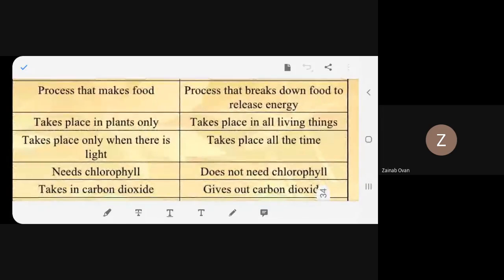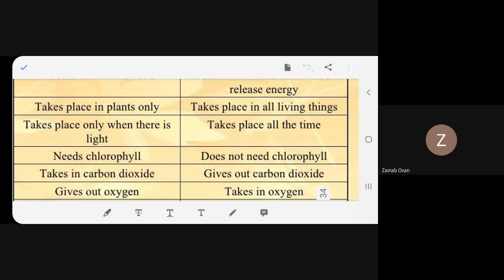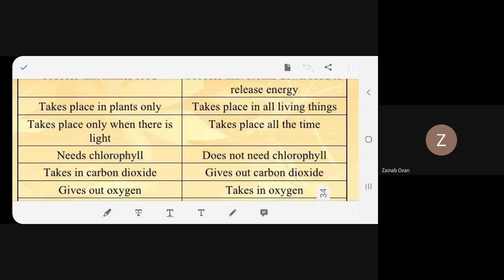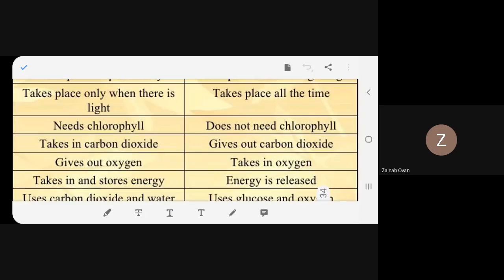Yes, ma'am. Okay. Now, photosynthesis takes place in plants only. Respiration takes place in all living things. You understood now? So we cannot photosynthesize. Can we photosynthesize? So it is only present in plants. But respiration is present in plants as well as animals. Okay? Now, photosynthesis takes place only when there is light. Respiration takes place all the time, so it does not require light.